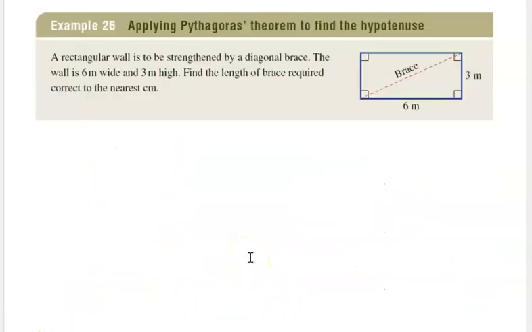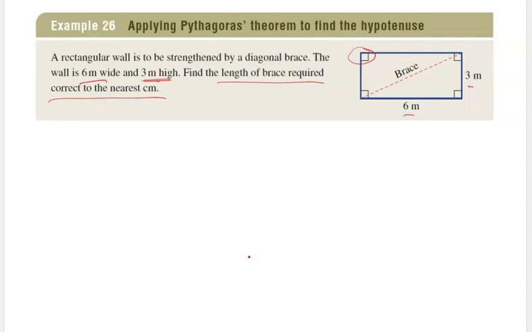Now, you might sometimes find, lo and behold, a practical application for this. A rectangular wall, that's important because it tells us that we have 90-degree angles, will be strengthened by a diagonal brace. The wall is 6 meters wide, so that's one of our numbers, and 3 meters high, so that's another of our numbers. Find the length of the brace to the nearest centimeter.